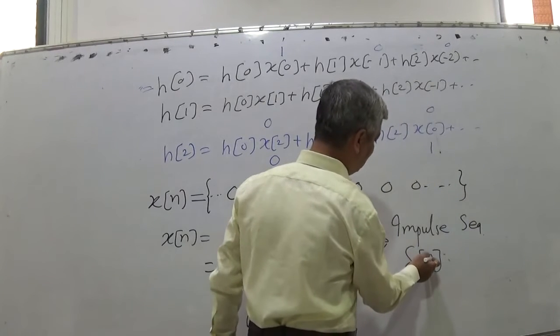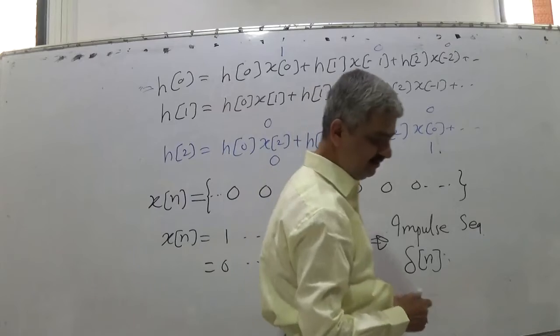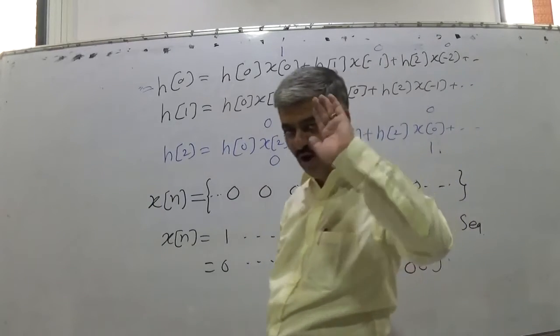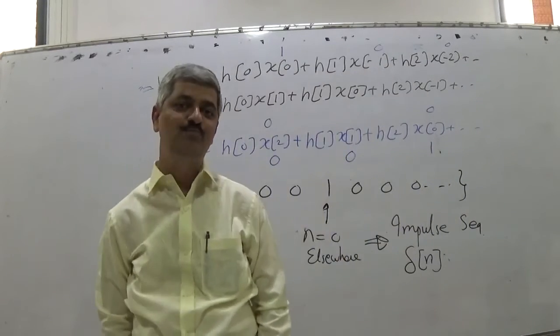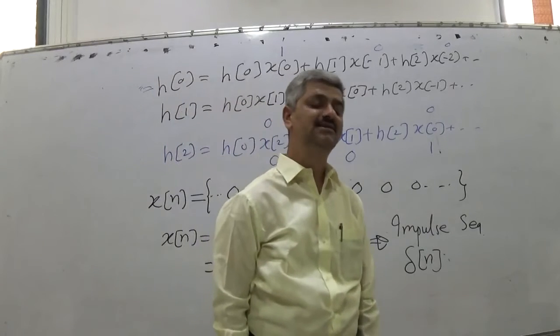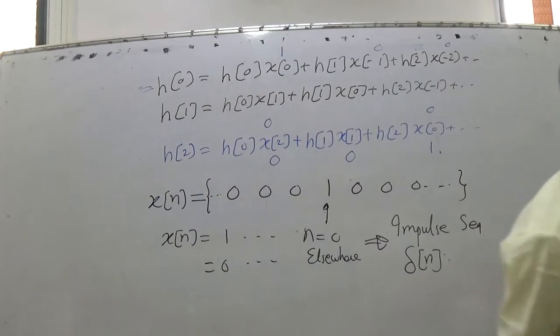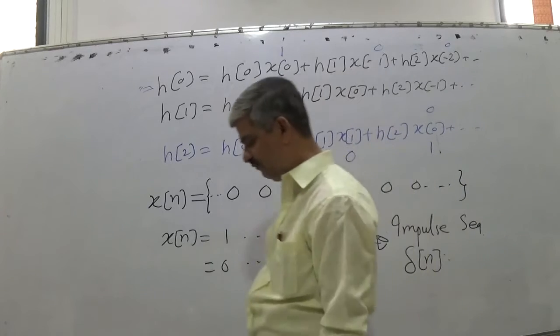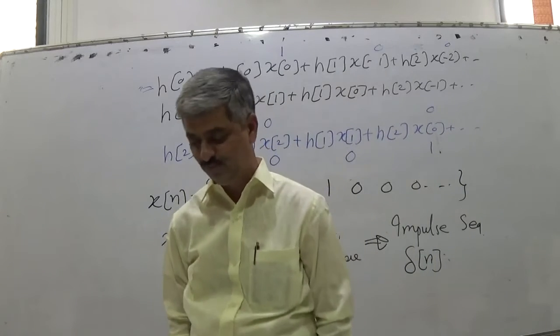So if you apply this sequence, then what output you get? What output you get is the system function, system sequence. So output sequence is convolution of input sequence and system sequence. So when both are known, you can find the output.